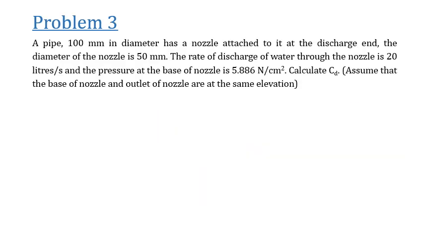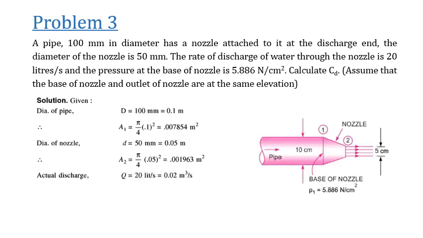So now let's see the third numerical problem. A pipe 100 millimeter in diameter has a nozzle attached to it at the discharge end. The diameter of the nozzle is 50 millimeter and rate of discharge of water through the nozzle is 20 liters per second. And the pressure at the base of the nozzle is 5.886 Newton per centimeter square. Calculate CD. Assume that the base of the nozzle and outlet of the nozzle are at same elevation.